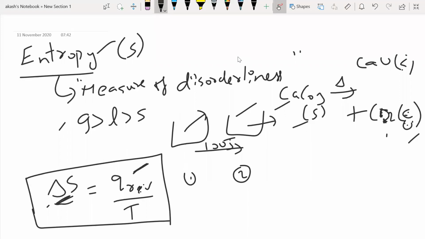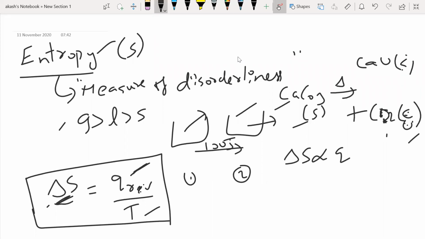Now I'll tell you why it is Q reversible. We'll come back to that later. But for now, what you have to understand is if I supply heat to the system, definitely the molecules are going to gain more energy, so they're going to move still more randomly. So obviously this delta S and your Q are directly related. Next, you have to understand why that temperature is in the denominator, in the sense that why delta S and temperature are inversely related.